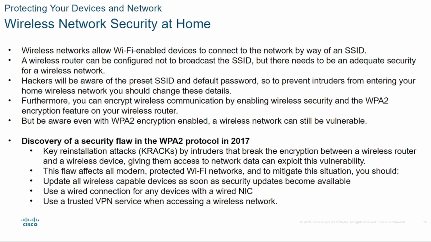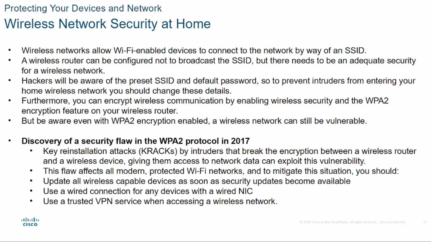Furthermore, you can encrypt wireless communication by enabling wireless security and the WPA2 encryption feature on your wireless router. But even the WPA2 encryption has a vulnerability that was discovered in 2017. Now, this vulnerability is called KRACK, right? So key reinstallation attacks. This was used by attackers to break into the encryption between a wireless router and a wireless device, giving them access to network data, and from there they do their dirty jobs. So this flaw affected or is affecting all modern Wi-Fi networks.